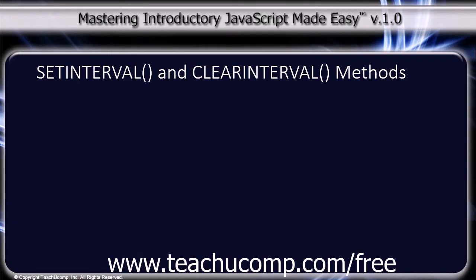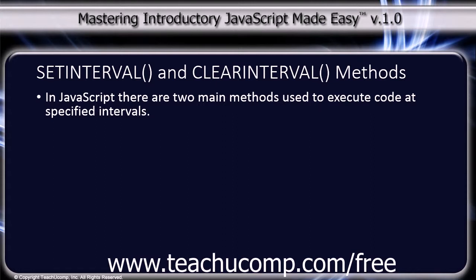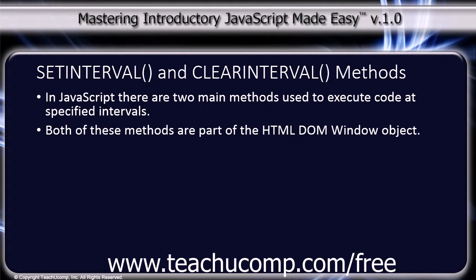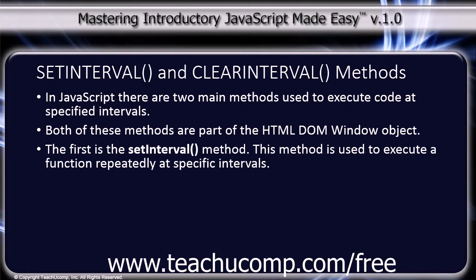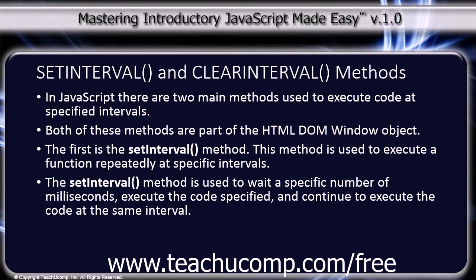www.teachucomp.com/free. In JavaScript, there are two main methods used to execute code at specified intervals. Both of these methods are part of the HTML DOM window object. The first is the setInterval method. This method is used to execute a function repeatedly at specific intervals. The setInterval method is used to wait a specific number of milliseconds, execute the code specified, and continue to execute the code at the same interval.